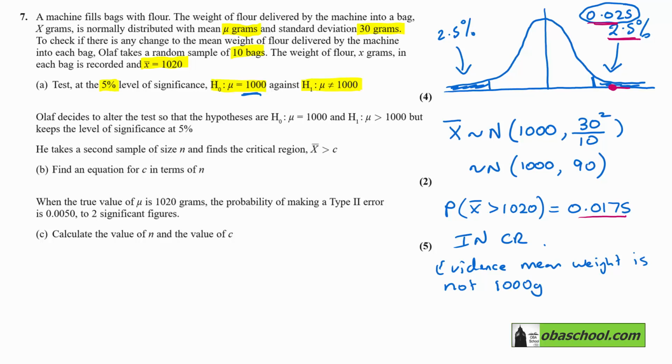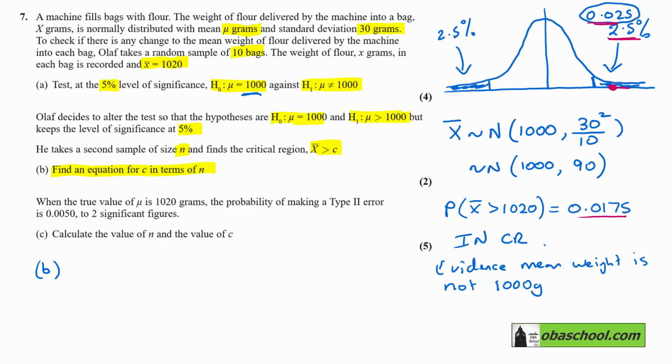Olaf decides to alter the test so that the hypotheses are that H0 is that mu is 1000 and H1 is mu is greater than 1000. So this is a one-tailed test. He keeps the level of significance at 5%, but now it will all be at one end. He takes a second sample of size n and finds the critical region, x bar is greater than c. Find an equation for c in terms of n.